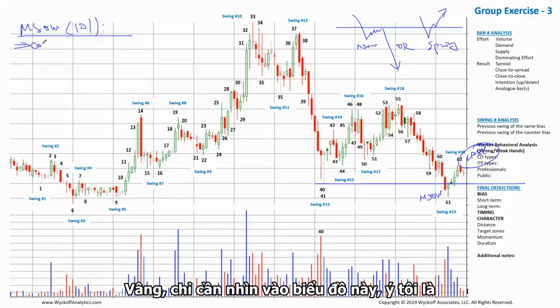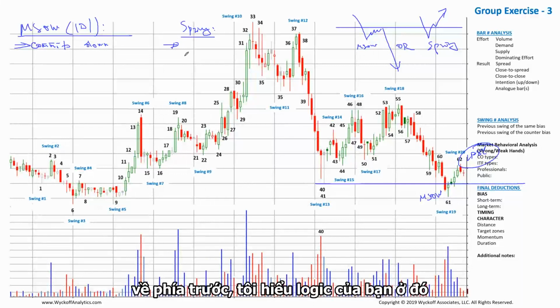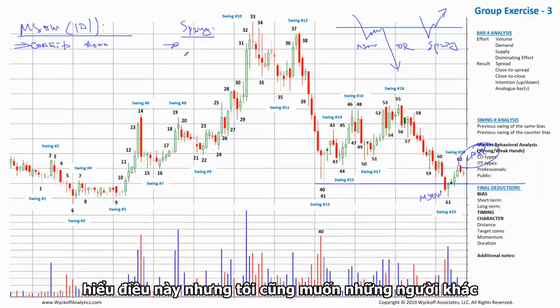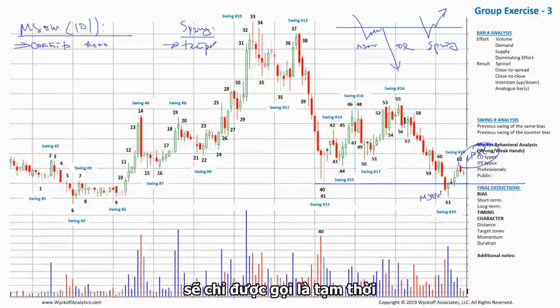Just looking at this chart, one of the characteristics of the spring would be that it doesn't last very long below the support, and there is a change of character upwards. I understand your logic there, but I want us to stay on this thought for now, because I want others to understand as well. So major sign of weakness is going to commit down in which way in comparison to the spring? You said the commitment of the spring is going to be, let's just call it, temporary.